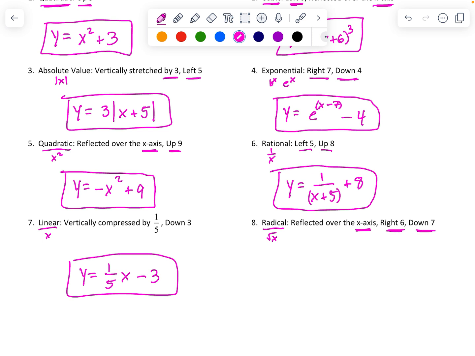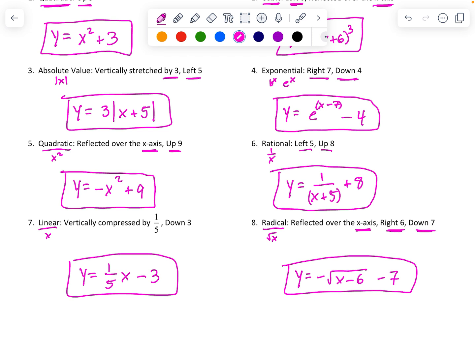So we've got 3 things going on. So in this radical, we know we're going right 6, so a minus 6, down 7 would be a minus 7 outside of the radical, and the negative in the front tells me reflection across the x.